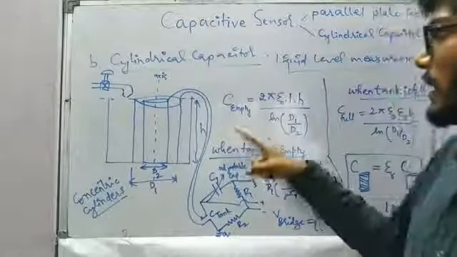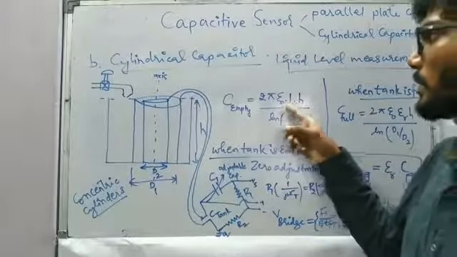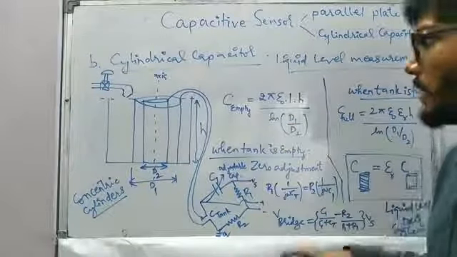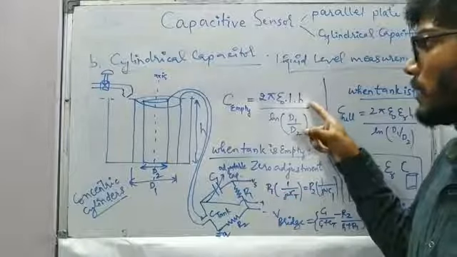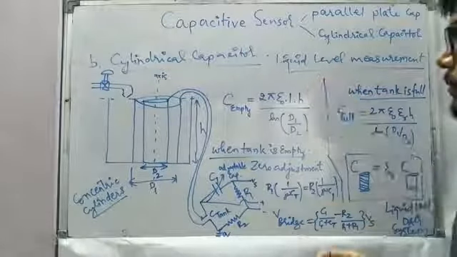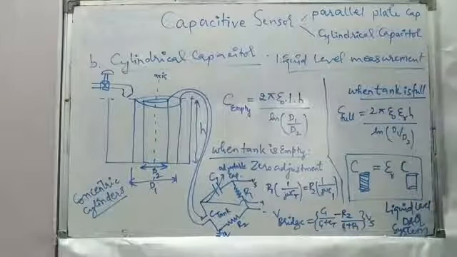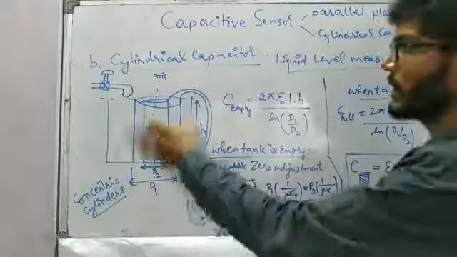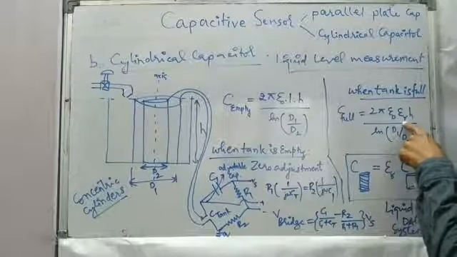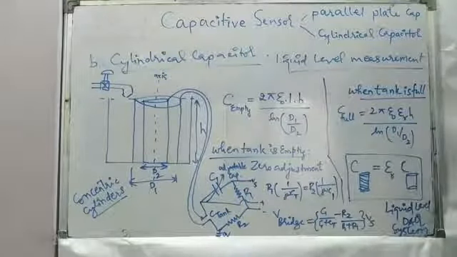So if we write the capacitance in the empty cylinder, it is going to come as 2 pi epsilon naught, and epsilon R is going to be 1 because now it is air inside the cylinder, and multiply by H divided by ln d1 by d2. So this is the basic formula of the capacitance, 2 pi epsilon naught epsilon R H divided by ln d1 by d2. So when the tank is completely full, instead of air, there it is going to be the medium. So only this particular thing is going to vary in this particular case.